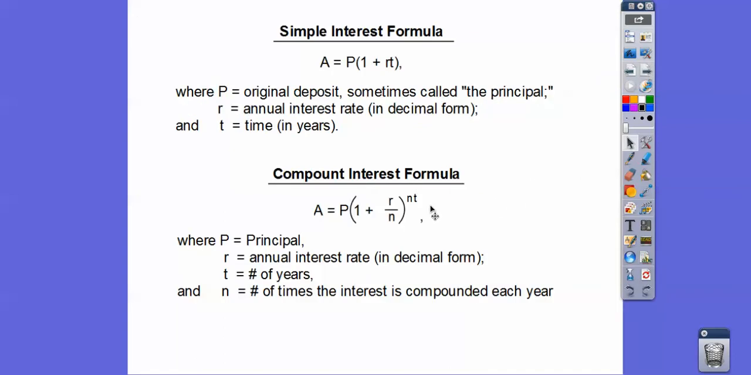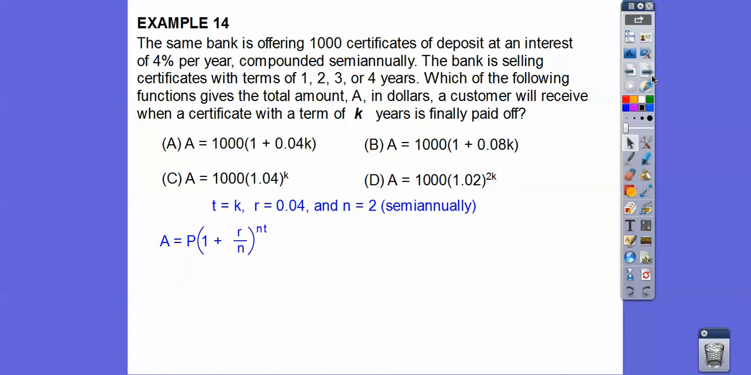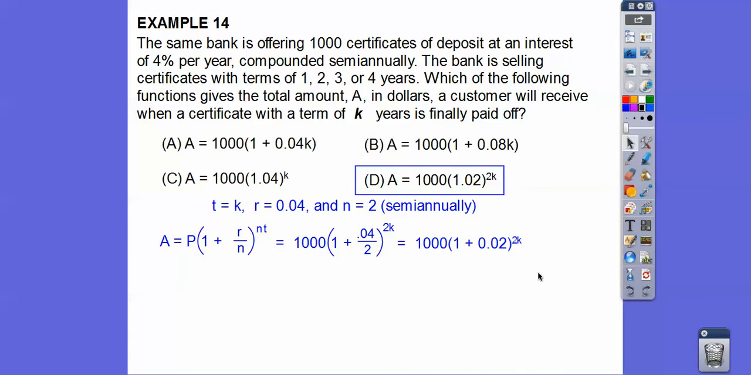Okay, so we're going to use this formula right here. So the principal, 1,000, times 1 plus 0.04 divided by 2, and then to the 2 times T power. Okay, so we're going to plug that in right there, and then 2 to the T power, which is 2 to the K power, because K equals T. All right, and then 0.04 divided by 2 is 0.02, so it's going to be 1 plus 0.02, and when we add those together, we get choice D right there. Okay, 1 plus 0.02 is 1.02.